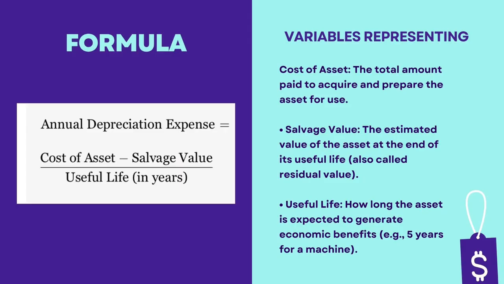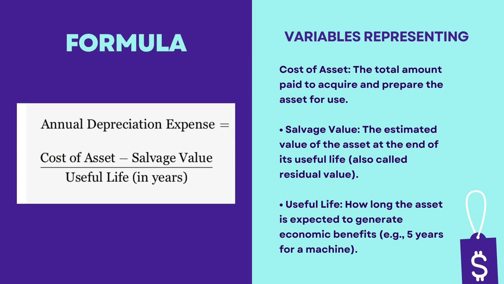Look at the formula first. The annual depreciation expense is calculated as: annual depreciation expense is equal to cost of asset minus salvage value, over the useful life in terms of years.